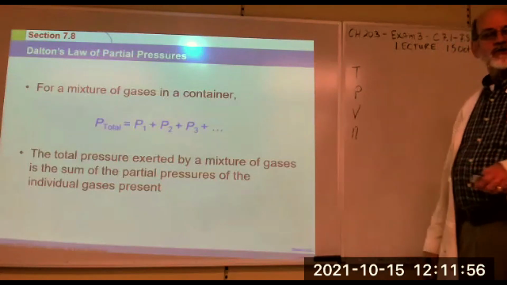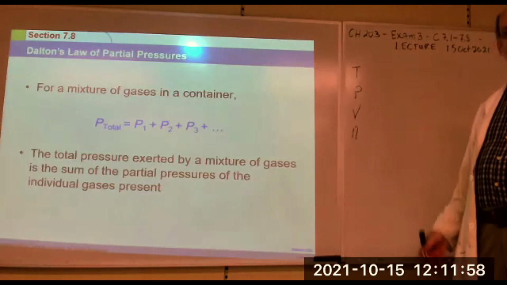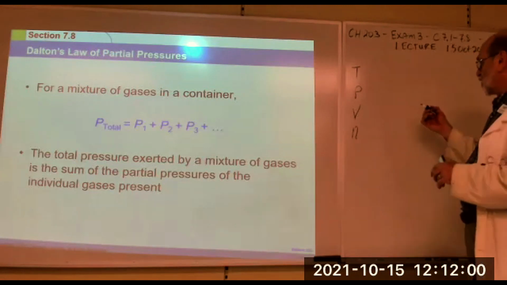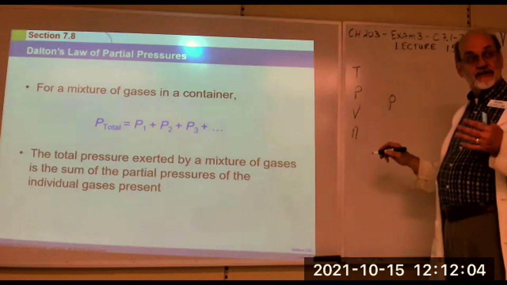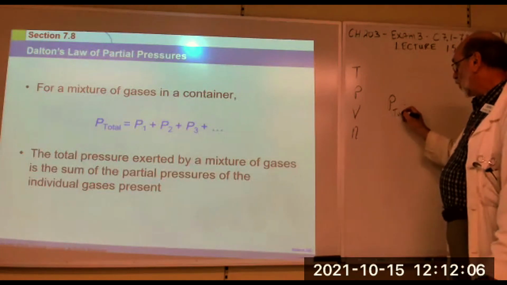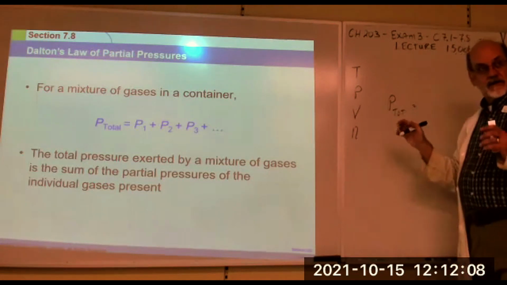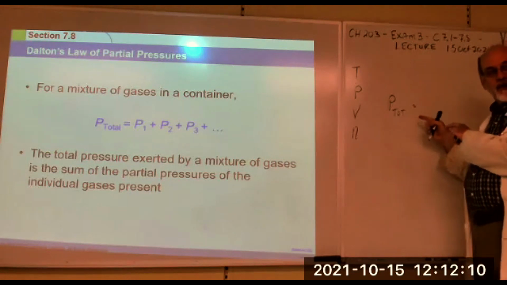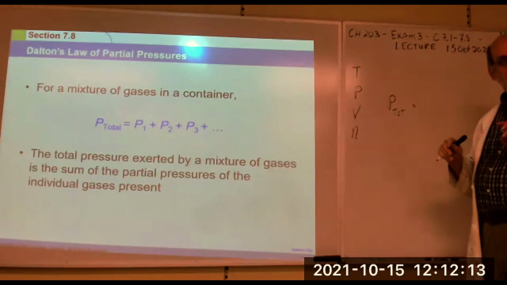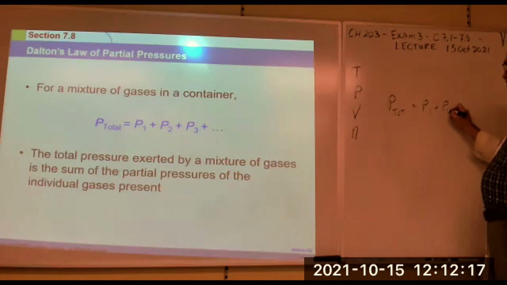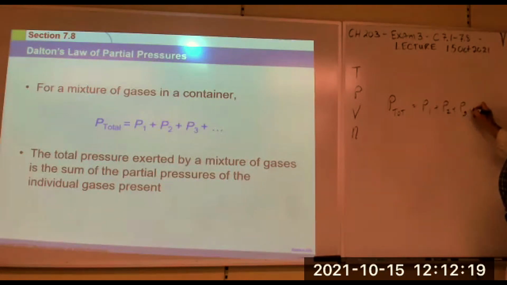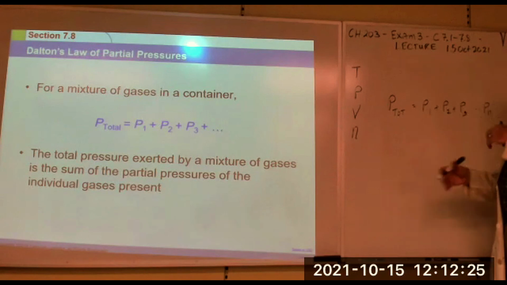The law of partial pressure. All it says is, when you measure the pressure of a mixture of gases in a container, the total pressure there is due to the pressure of each individual gas, what's known as the partial pressures. All the way out to however many you have, doesn't matter. So each one contributes its own pressure.